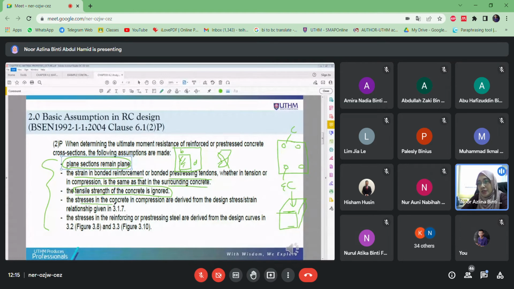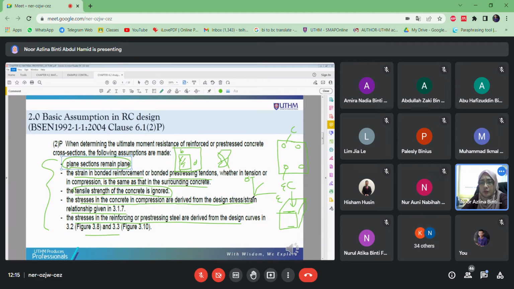Then the stress in the concrete in compression is derived from the design stress strain curve. Remember, we have a stress strain curve for the concrete. So we design based on this stress strain curve. We also have an idealized curve for the designs. The stress in reinforcement is derived from the design curve.